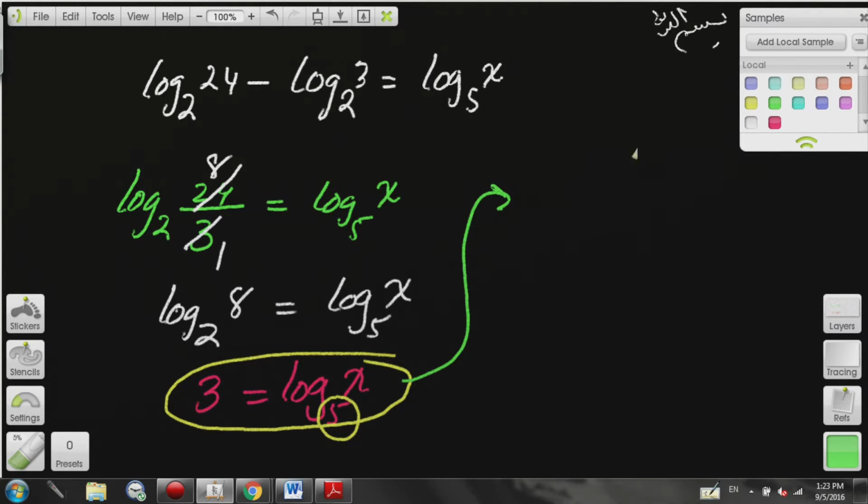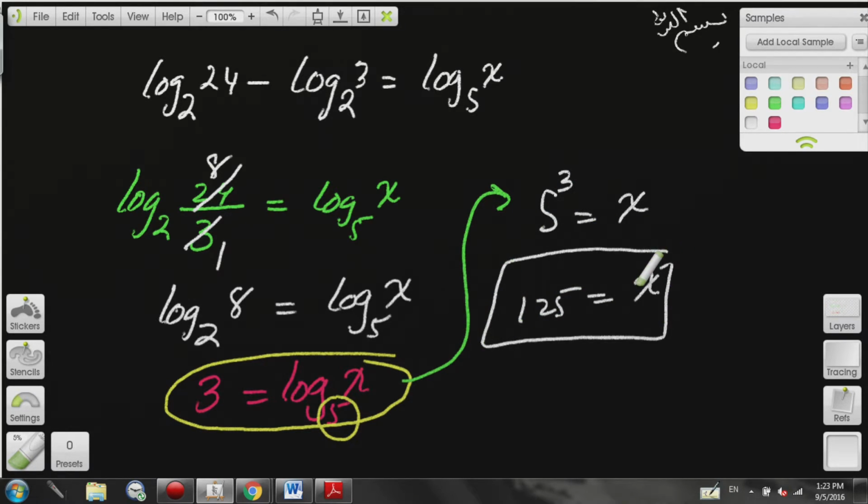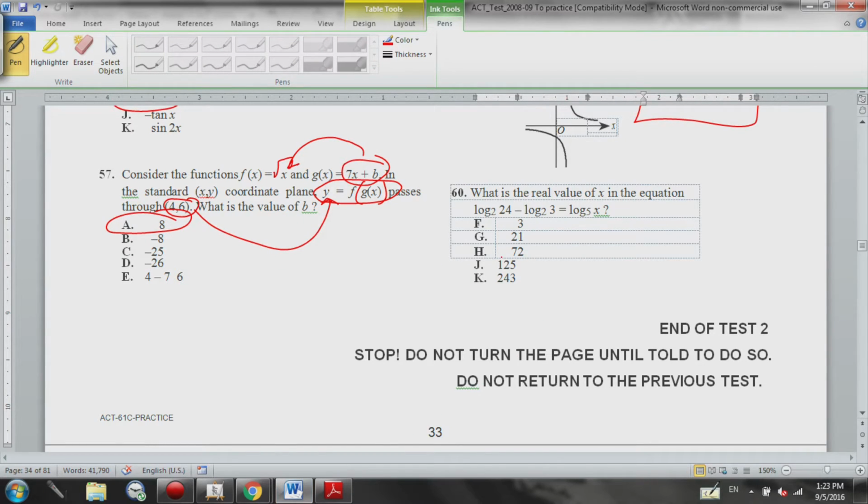In this case, then, you do this. Well, 5 to the exponent 3 equals x. Then x is 5 cubed, that's 25 times 5, which is 125. All right, so that's how you solve this question. The last one, the answer is 125, I believe.